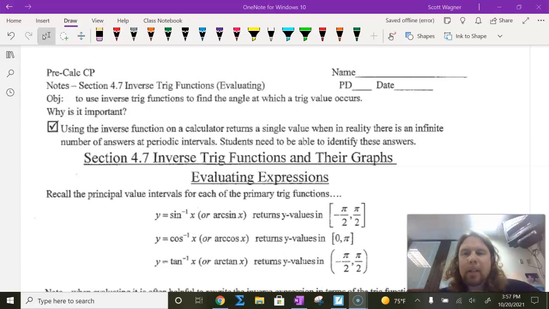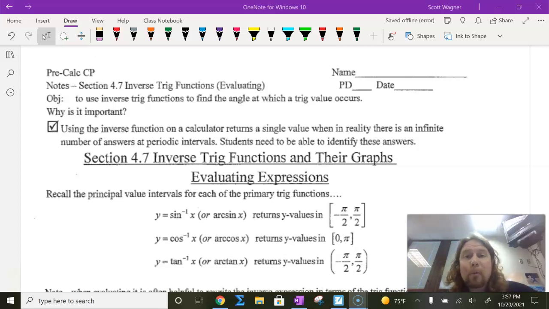Hey, pre-calculus. This is the second part to section 4.7, which is all about the inverse trig functions. The first part asked you to look at the graphs and try to figure out what they were, and really talked about those restricted domains. This part is actually more about evaluating, so actually trying to come up with an answer to a specific problem.